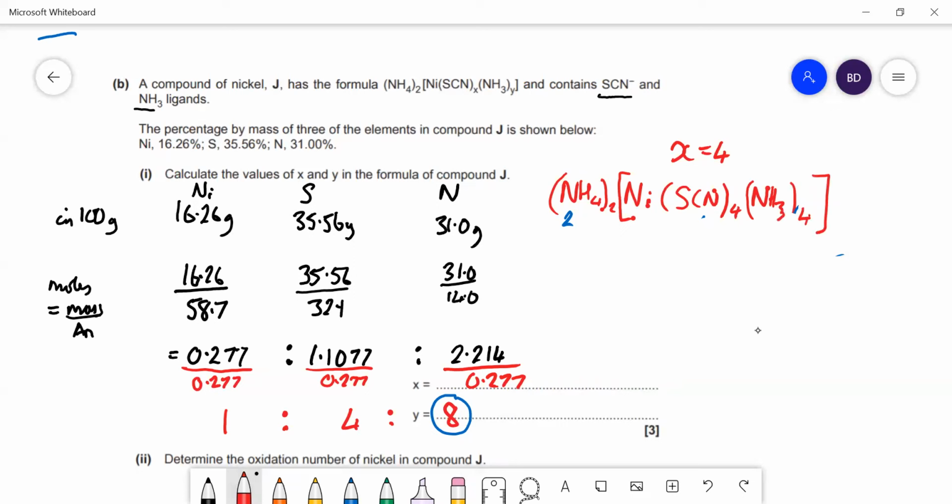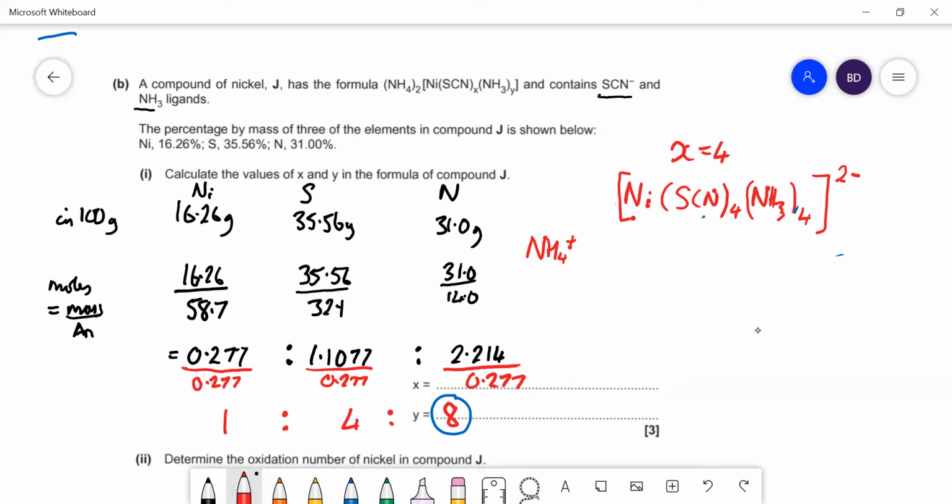Right, now the ammonium ion has got a charge of +1. We've got 2 of those, so that means this nickel species must have a charge of 2- overall. Sorry, I said 2+, beg your pardon, 2-. That's got to be 2- overall.